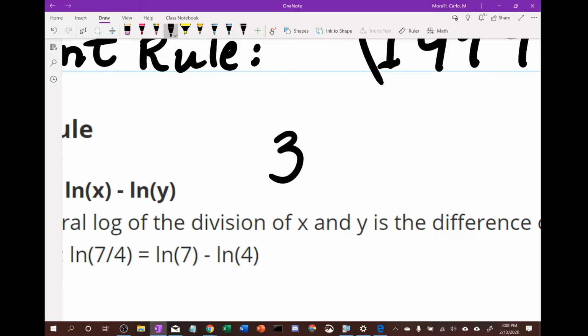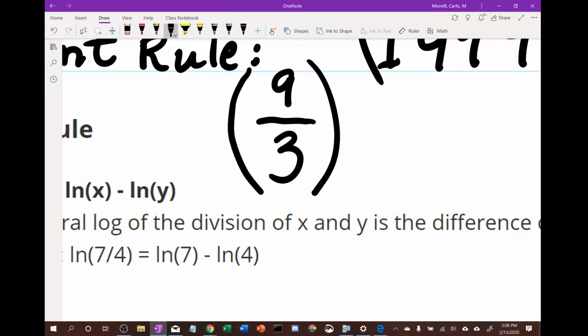Okay. So here's what we're going to do. Now put that in parentheses and put an ln in front of it. So the way you say what you're seeing on the screen is the natural logarithm of 9/3. Okay? Or 9 divided by 3.